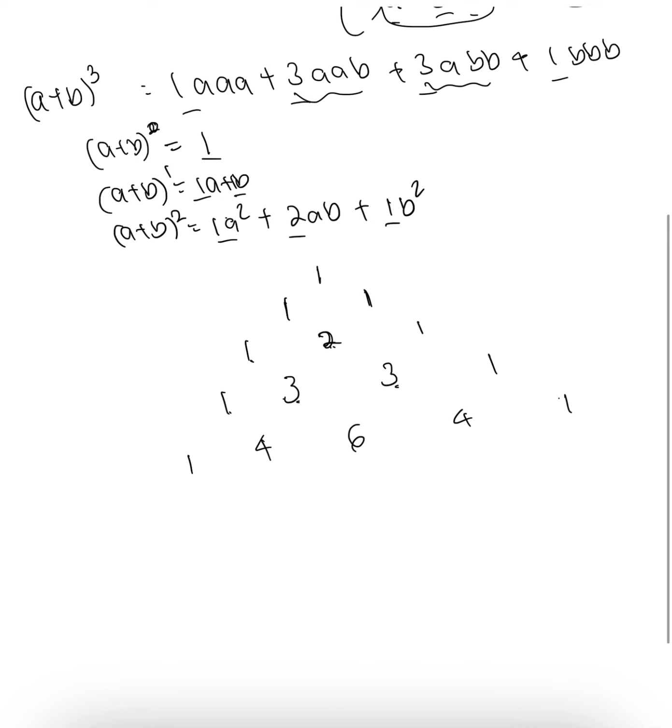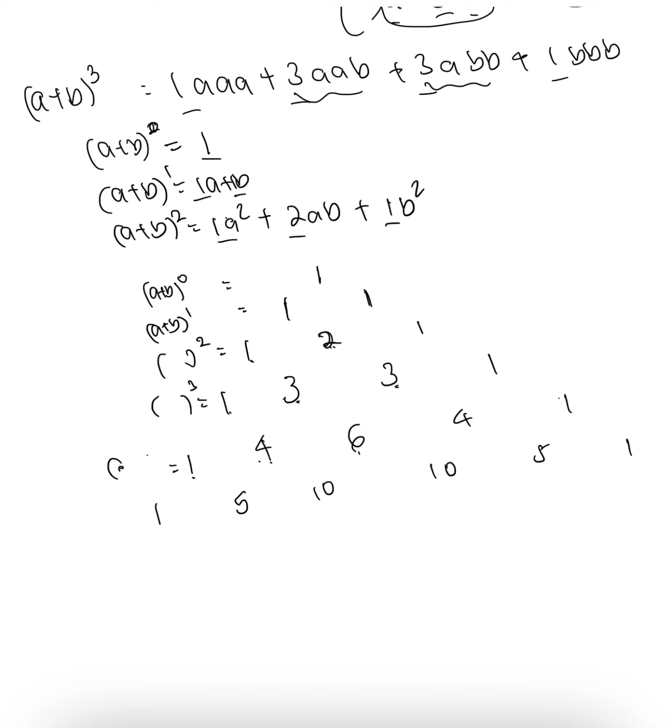Let's do the last line in this example, because I don't want to write it all the way to infinity. 1 plus 4 is 5, 4 plus 6 is 10, 6 plus 4 is 10, 4 plus 1 is 5, and then 1. So this tells me that this is A plus B to the power of 0. This is A plus B to the power of 1, to the power of 2, to the power of 3, and so forth.